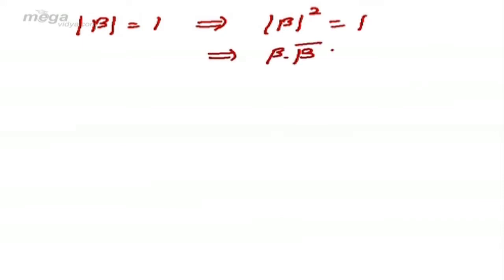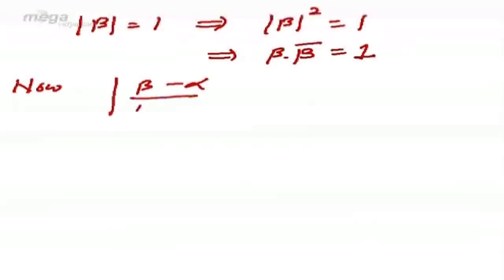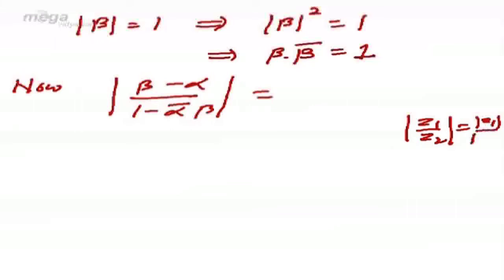We are given mod of beta is equal to 1. So mod of beta square will also be 1. This can be written as beta into beta bar is equal to 1. Now mod of (beta minus alpha) upon (1 minus alpha bar beta) can be written, by the properties of complex numbers, that is mod of z1 by z2 is equal to mod of z1 by mod of z2, as mod of (beta minus alpha) divided by mod of (1 minus alpha bar beta).